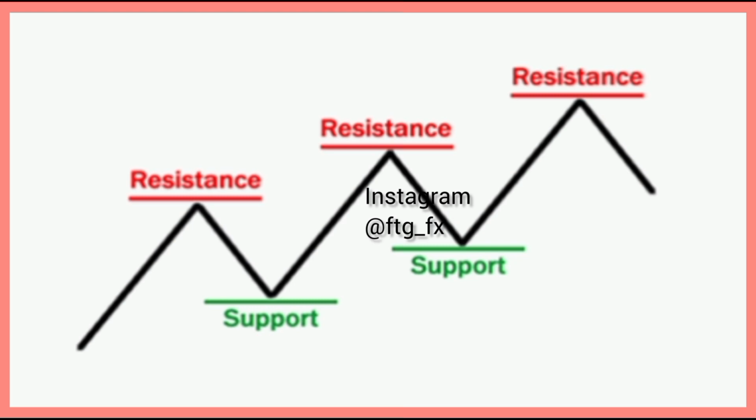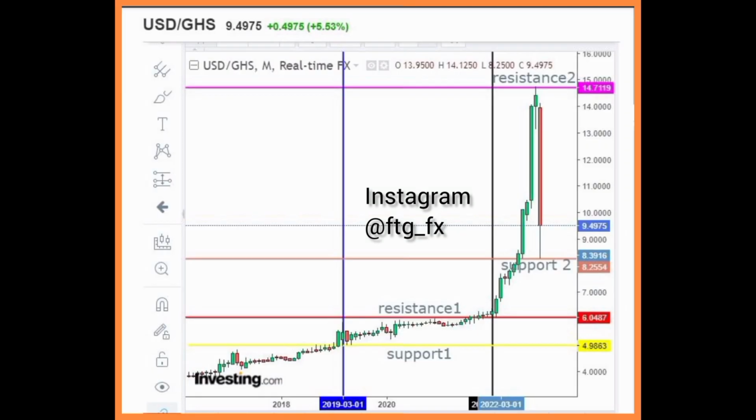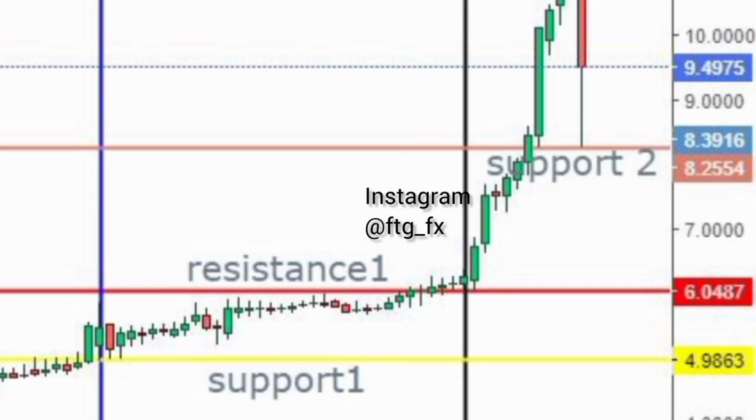chosen time frame. So for instance, if the Cedi against the dollar was ranging between 4 Cedi and 5 Cedi, the 5 Cedi then becomes the resistance, and the 4 Cedi becomes the support, because the support is preventing the price from breaking down to 3 Cedi and all of that. And the resistance is also preventing the price from going above the 5 Cedi.